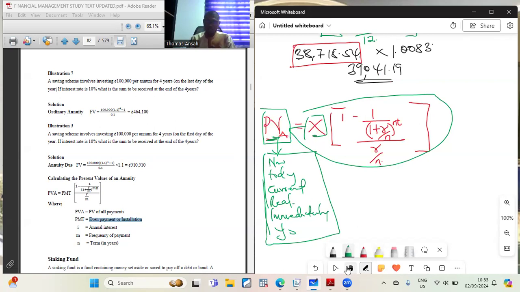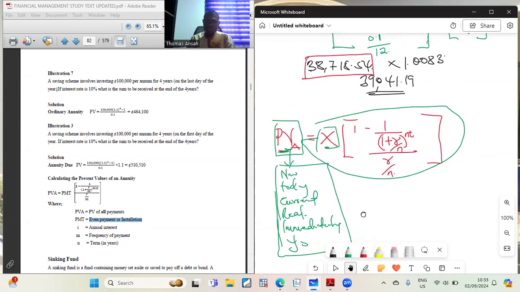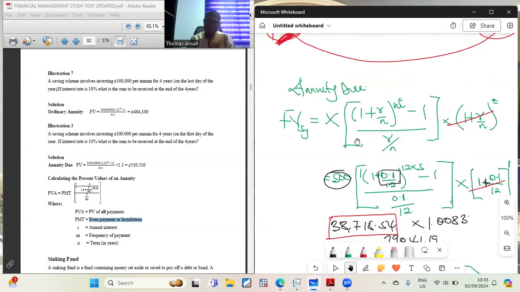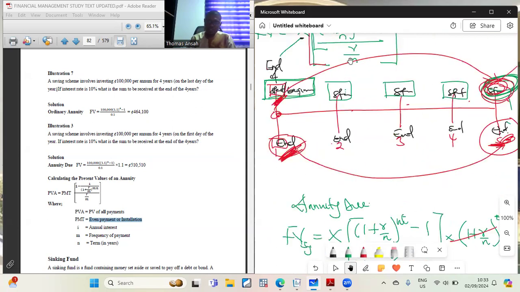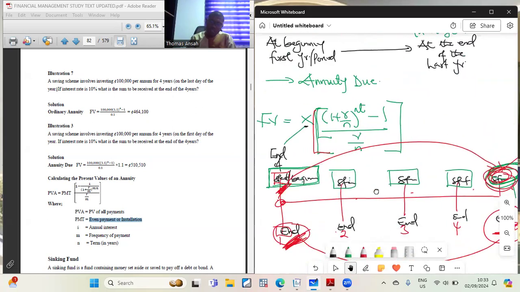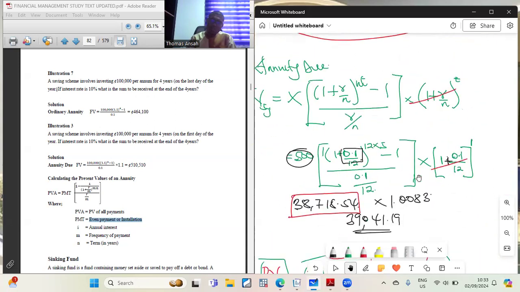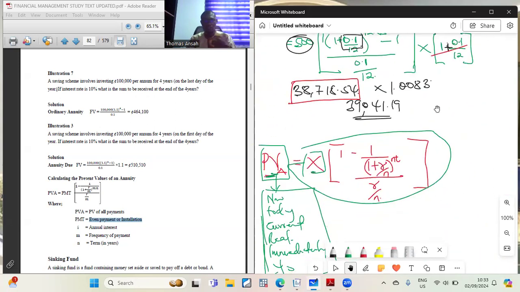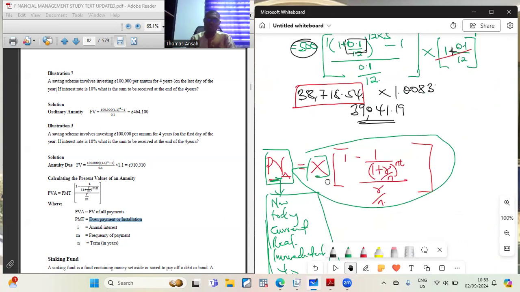All right. Now, the last thing you should know is that you see in this formula, there is a PVA, there is X. Also in these formulas, there are X's. Now, what is that X? We said the X is the equal installment that you'll be doing. All right. Now, sometimes you may be given the PVA, you will have to find the X.